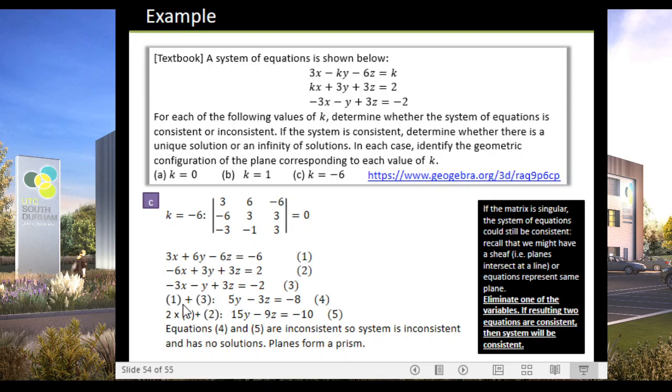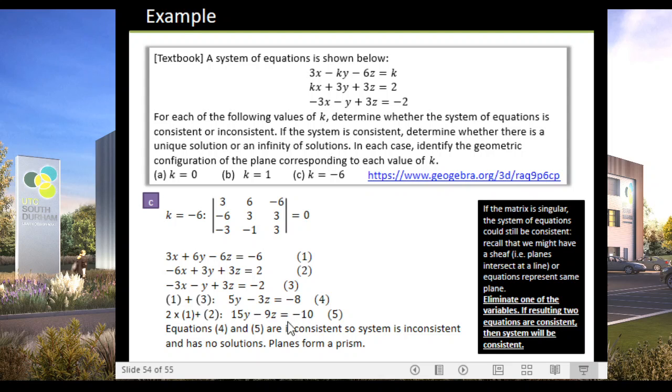So again, I'm going to eliminate variables. We've done this a slightly different way here. It's fine, you can eliminate whatever you like. What we've done here is eliminate x from equations 1 and 3 because it's easy to do, as you've got 3x and minus 3x. That gives you 5y minus 3z equals minus 8. That means we've got to eliminate x from another pair of equations. I'm going to choose to do 1 and 2 because they've got a nice multiple of each other. So double equation 1 plus equation 2 is 15y minus 9z equals minus 10.